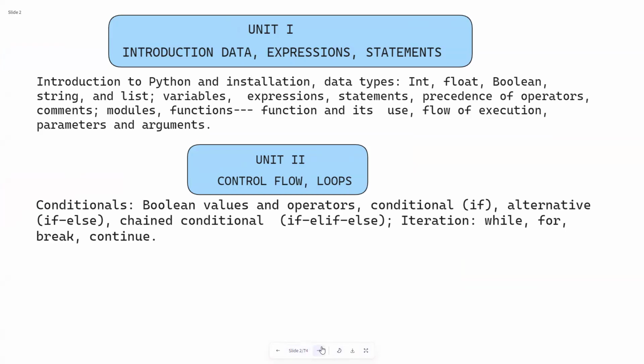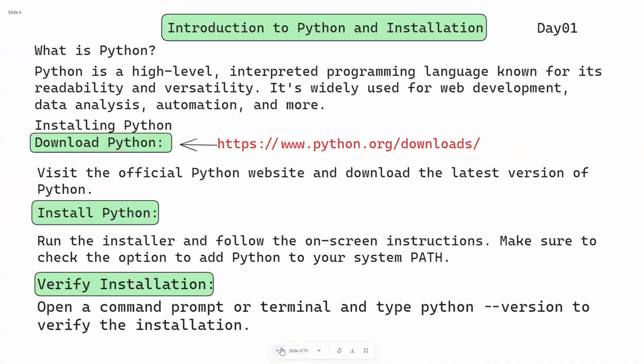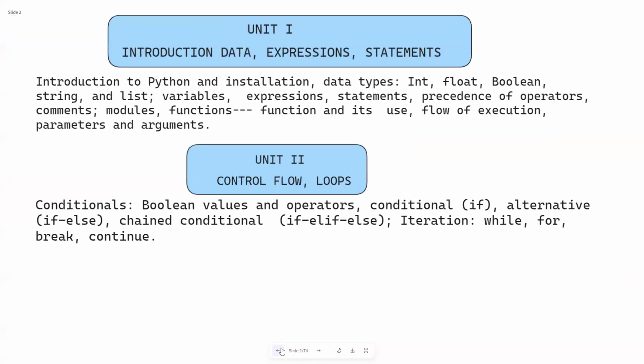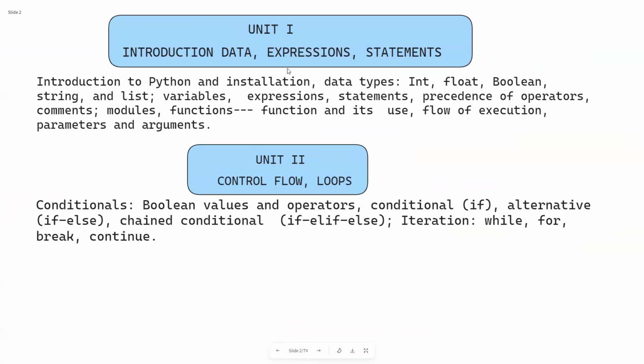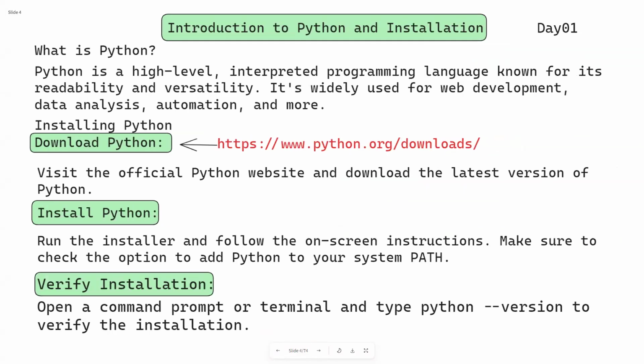So last time we started with Unit 1. Within Unit 1, we have to learn about different types of Python data structures, such as int, float, boolean, strings, list, etc. And then we have some examples related to that as well. Even before starting this, we installed our environment, so we have our Python running.